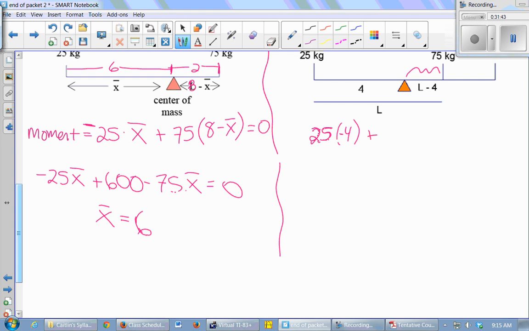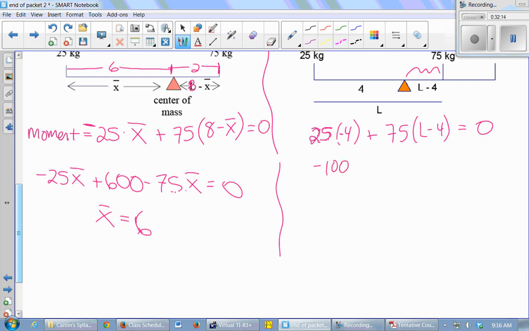And then the father's moment would be 75 times a displacement of L minus 4. Right, so in this case, we need to figure out what L is, because we're not using the full 8 feet. The father's not going to sit at the end. And we need that to be 0. Okay, we know x bar. The center of mass has to be at 4, because that's where the pivot is. So this time we just solve for the length of the whole seesaw.